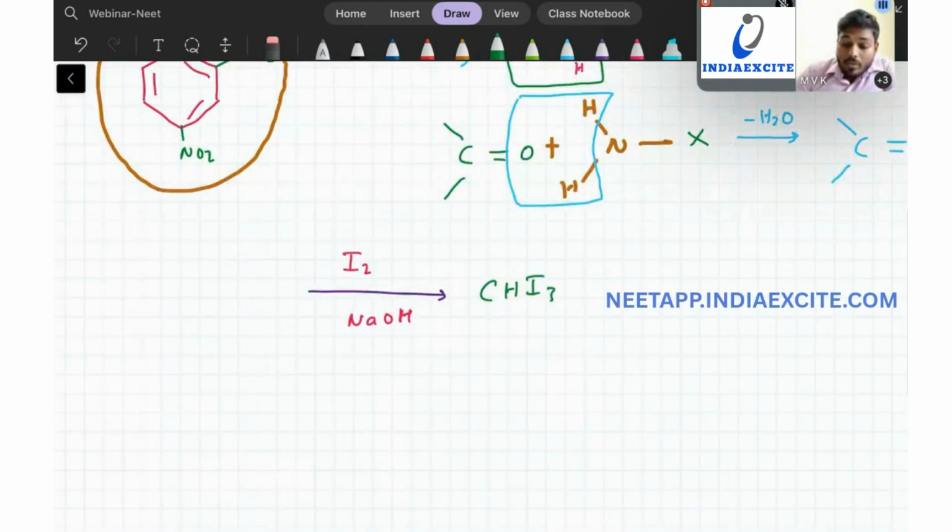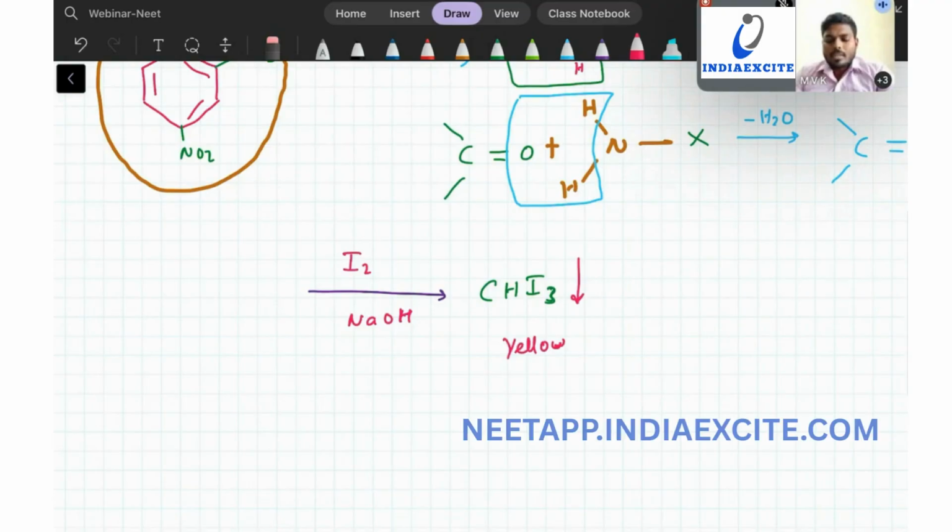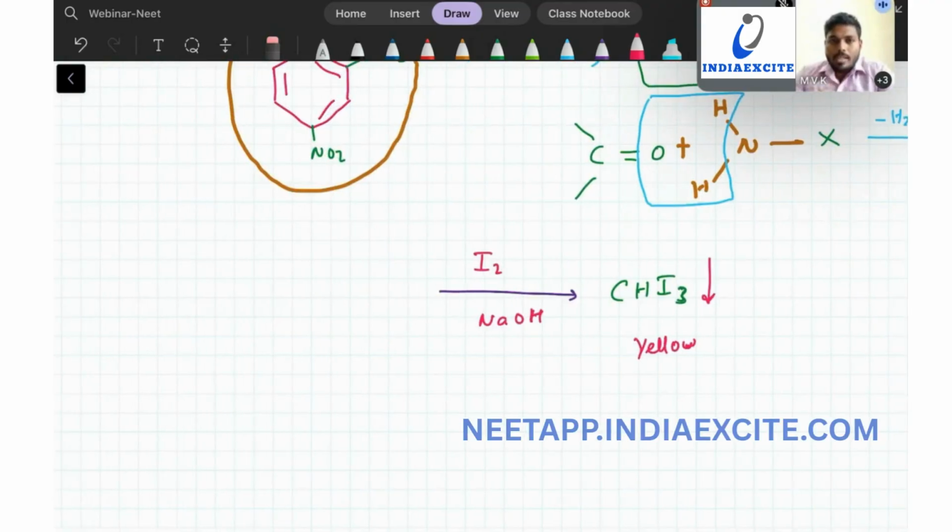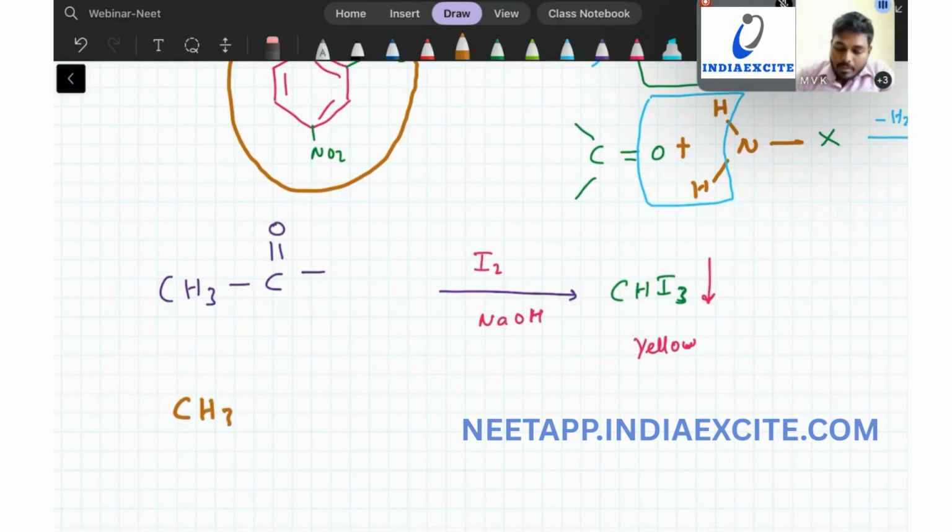Sorry, iodoform, correct? This is an iodoform test. So this will result in a yellow precipitate. That means, very simple, in order for a compound to be positive in the haloform test, what should be there? Either a CH3-C=O group must be there, or it should have CH3-CH(OH). This can be bonded to anything, okay?